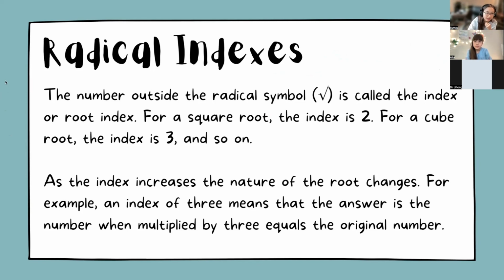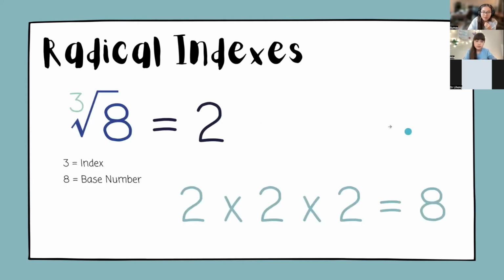As the index increases, the nature of the root changes. For example, an index of 3 means that the answer is the number that, when multiplied by itself 3 times, equals the original number. So for example, we have this base number of 8, the index is 3, and the answer is 2, because 2 times 2 times 2 equals 8.